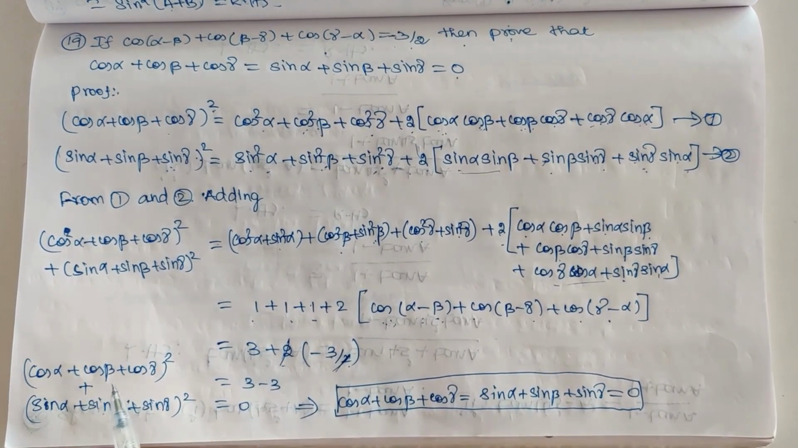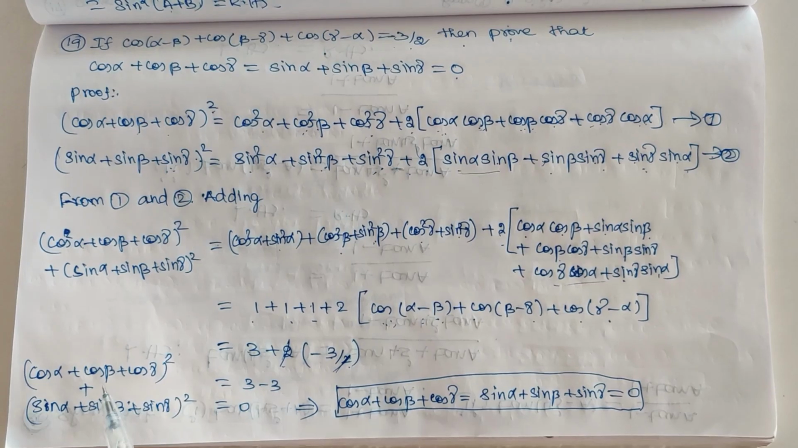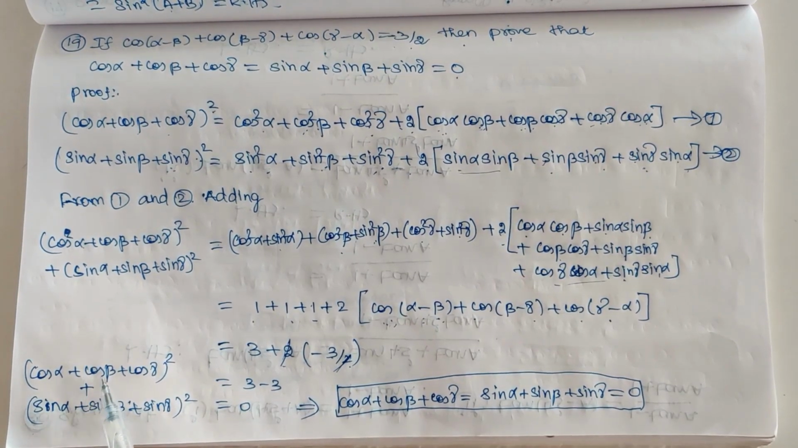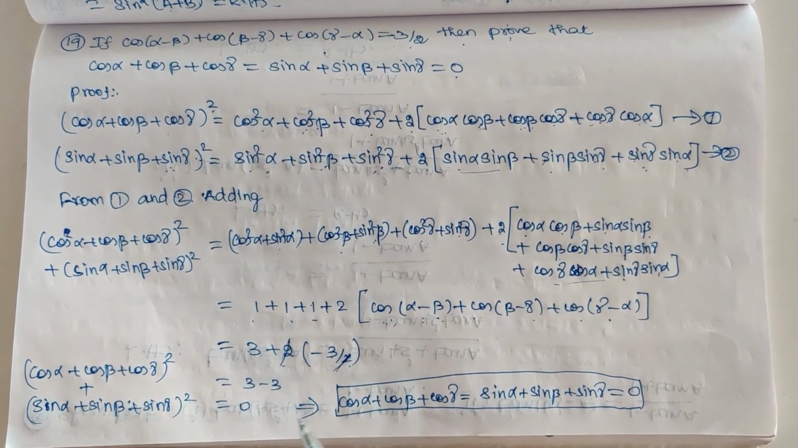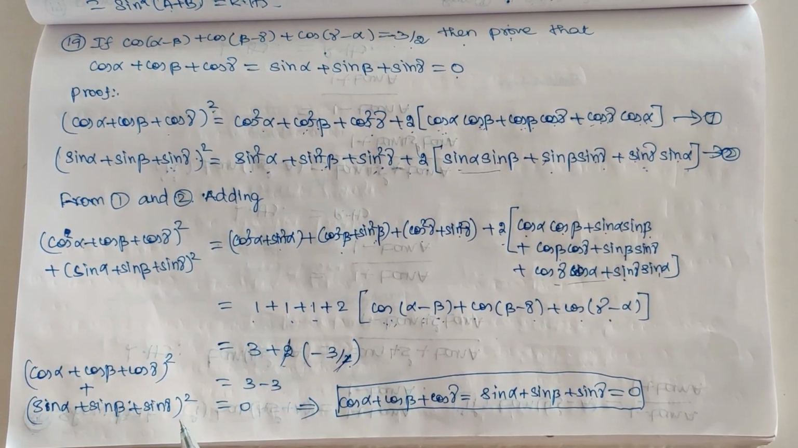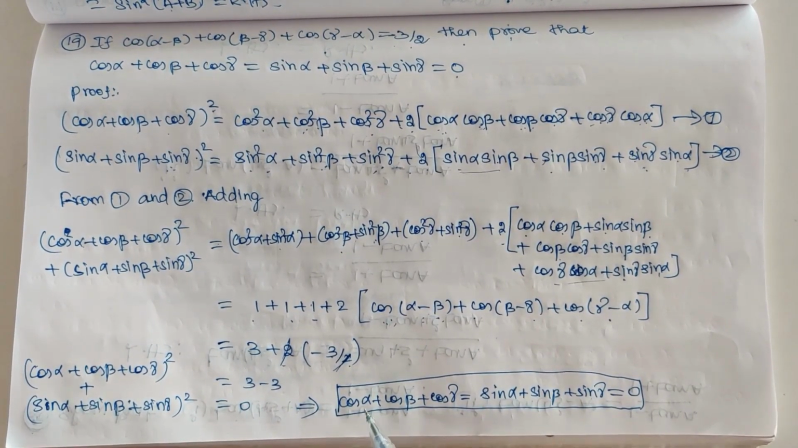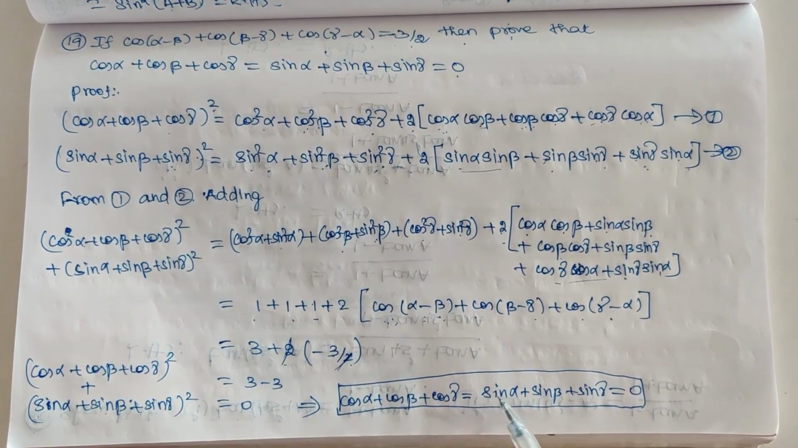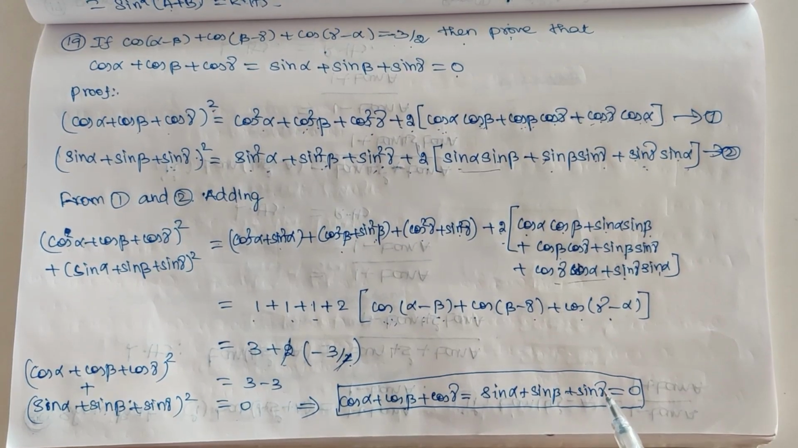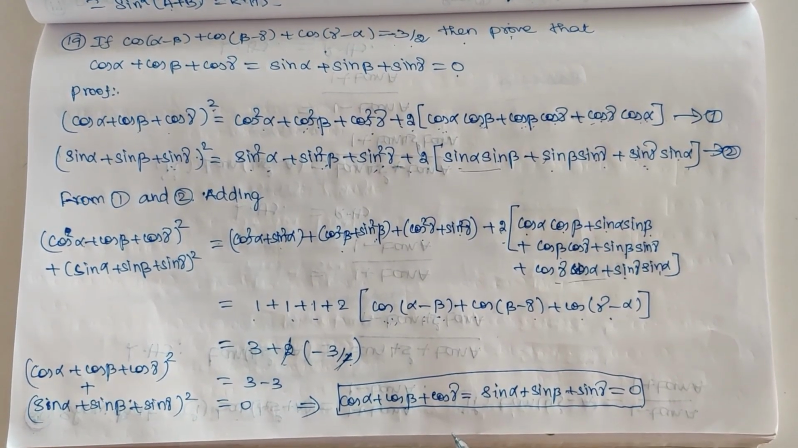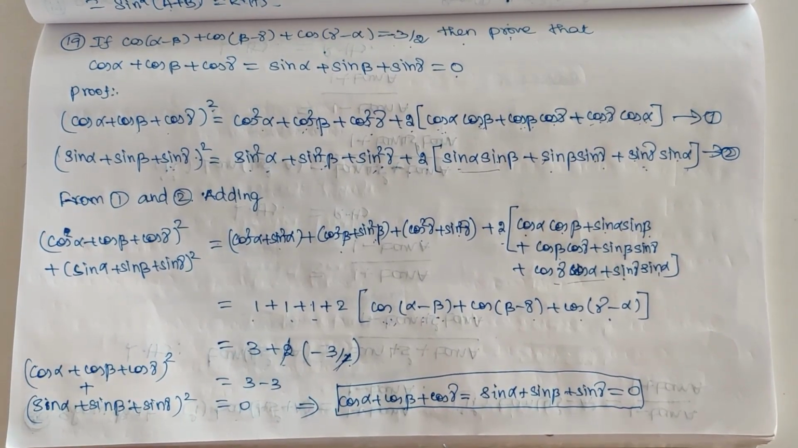So the left hand side, cos alpha plus cos beta plus cos gamma the whole square plus sin alpha plus sin beta plus sin gamma the whole square, is 0. So from this what can we say? Cos alpha plus cos beta plus cos gamma and sin alpha plus sin beta plus sin gamma are each equal to 0. So here we conclude cos alpha plus cos beta plus cos gamma is equal to 0, and sin alpha plus sin beta plus sin gamma is also 0. So this is the answer for this sum. Clear? Okay, thank you.